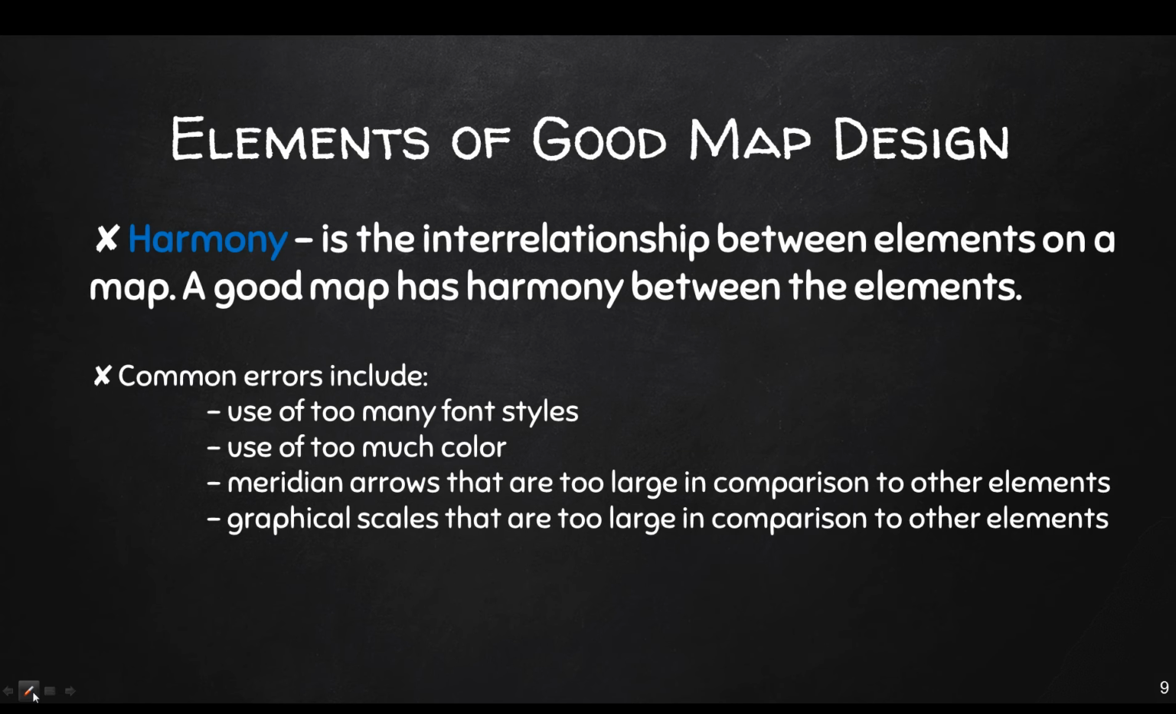Harmony is the interrelationship between elements on a map. A good map has harmony between the elements. So common errors include use of too many font styles, use of too much color, meridian arrows that are too large in comparison to other elements, and graphical scales that are too large in comparison to other elements.